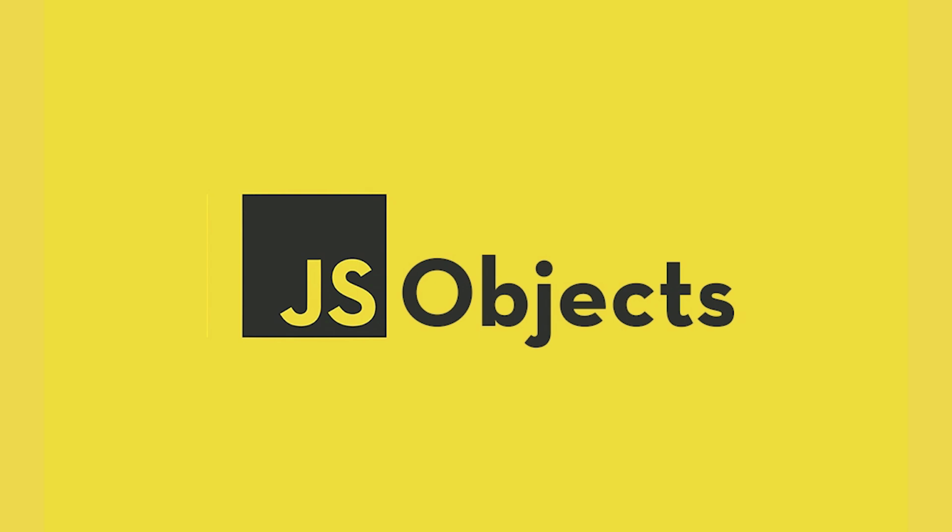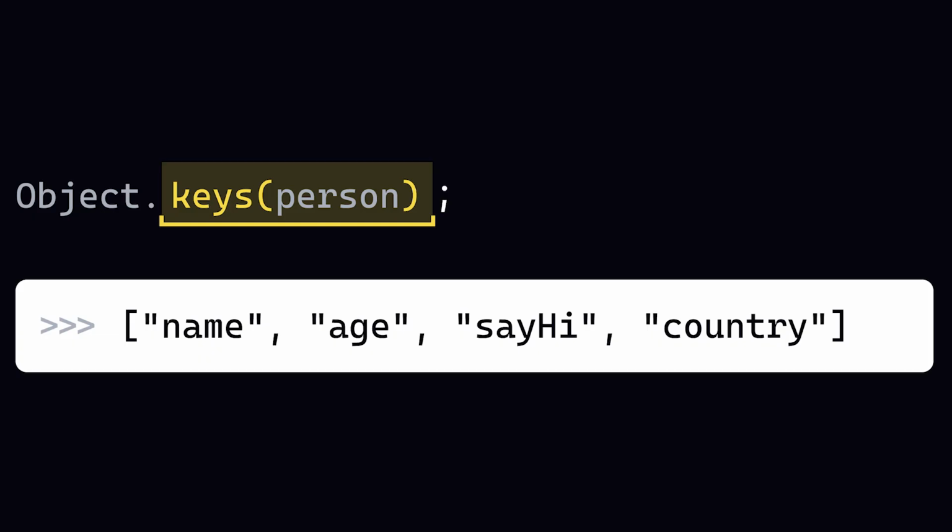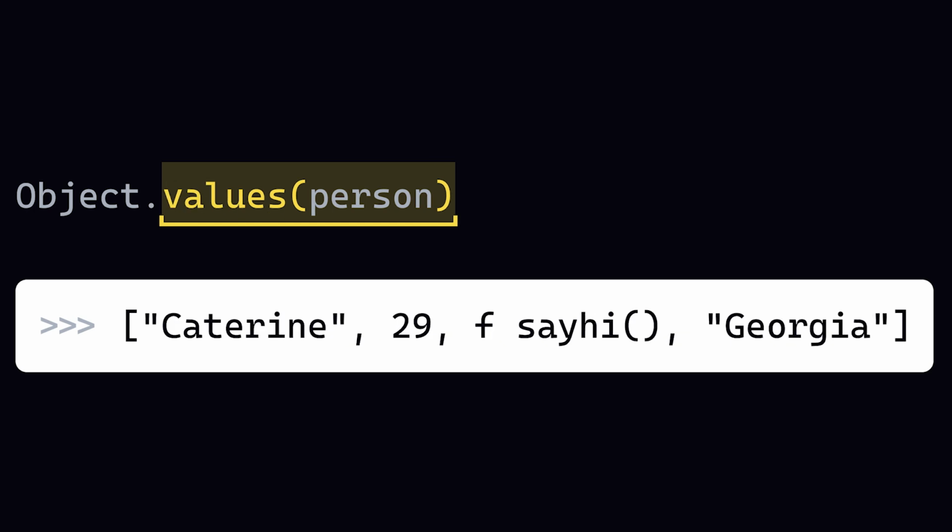Objects are like detailed containers that can hold various types of information. They use key-value pairs, similar to a dictionary. Methods like Object.keys can show you all the keys, while Object.values reveals all the values.